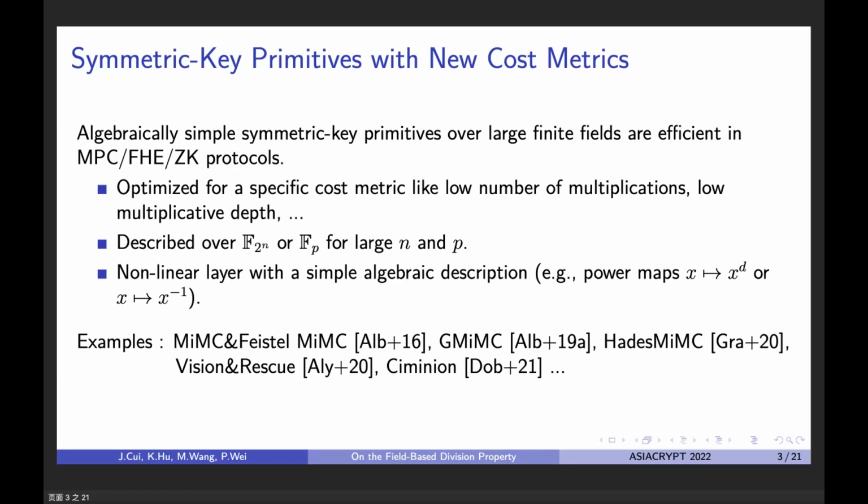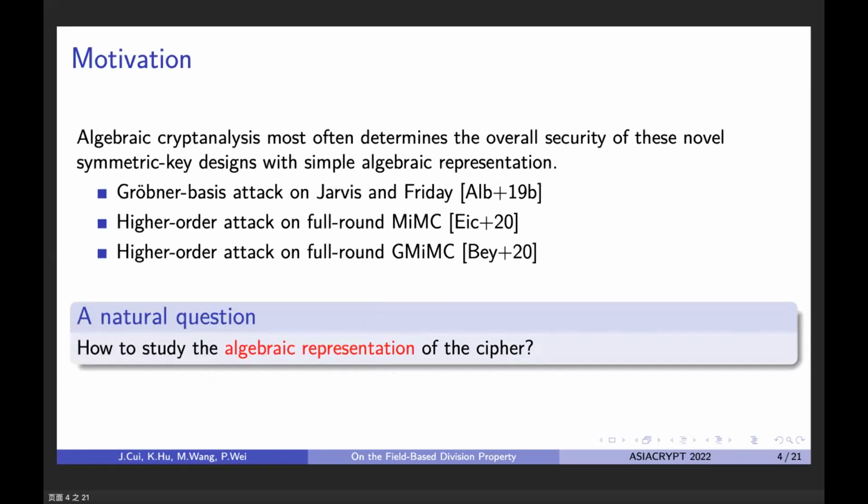There are a lot of examples like the MiMC family, HadesMiMC, Vision and Rescue, Chaghri, and more. Well, the impact of the properties of arithmetic operations over large finite fields needs further study. Basically, these primitives are represented by simple algebraic representations, so they are naturally vulnerable to algebraic attacks. Attacks like the Gröbner basis attack and the high-order differential attack have been shown to be powerful against these primitives. We have Gröbner basis attacks on full-round Jarvis and Friday, and high-order differential attacks on full-round MiMC and GMiMC.